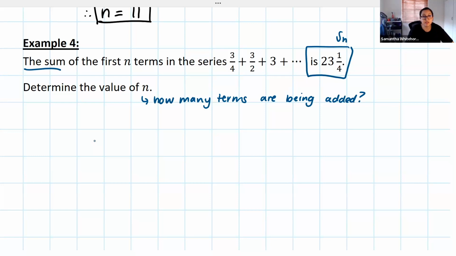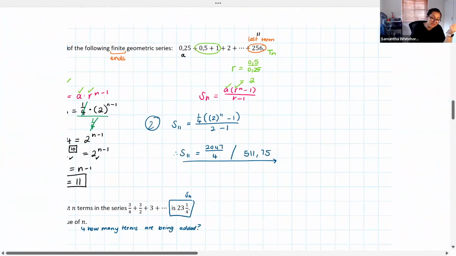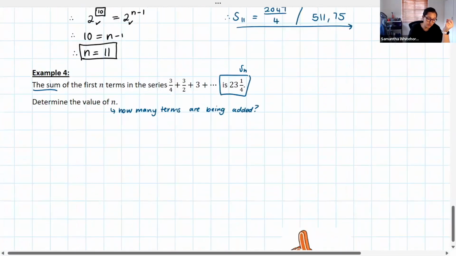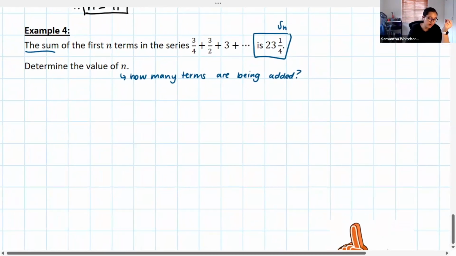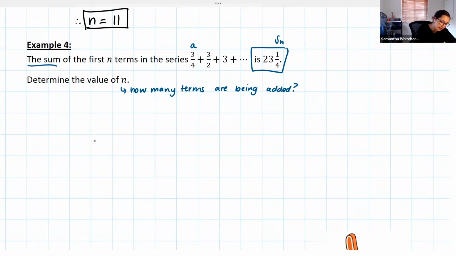And so again, assess what you have. We have the sum, which means I could use the sum formula. Why not? This is different to example 3 in that I wasn't given the value of the last term like I was in example 3, but I am given the sum. So that's cool. Could use the sum formula. I know what A is. It's 3/4, and hopefully I can work out R this time. Let's give it a try.